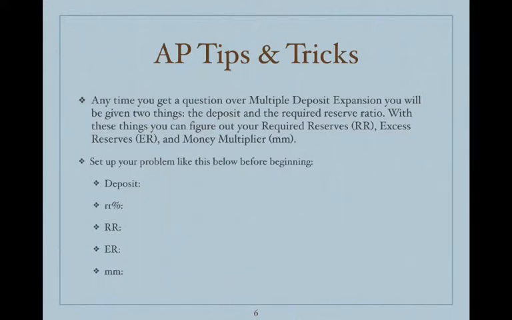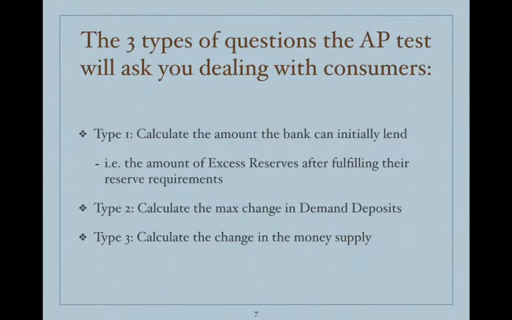So what I'd like to do with y'all is take a look at the 3 types of questions that the AP test will ask you when it comes to money creation. So the first question that they're going to give us is going to be calculating the maximum amount that the bank can initially lend out, or in other words, what are the excess reserves? The second question is going to be the maximum change in demand deposits. And finally, calculating the maximum change in our money supply. So go ahead and take a look at slide 8, okay?